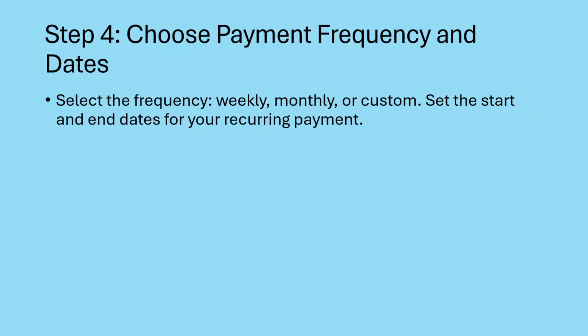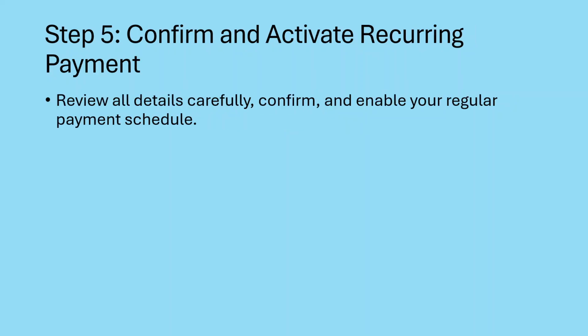Step 4. Choose payment frequency and dates. Select the frequency: weekly, monthly or custom. Set the start and end dates for your recurring payment. Step 5. Confirm and activate recurring payment. Review all details carefully, confirm and enable your regular payment schedule.